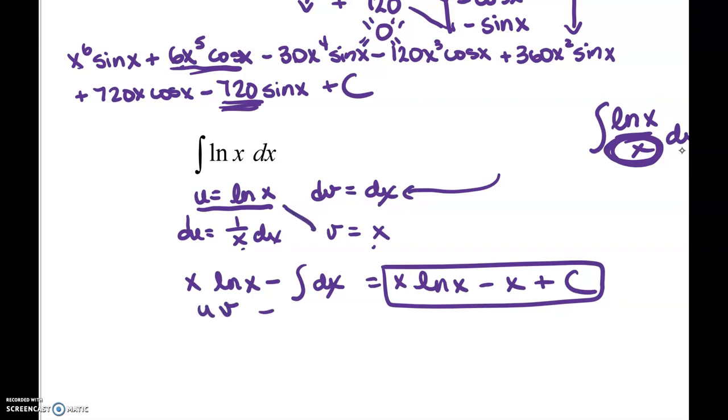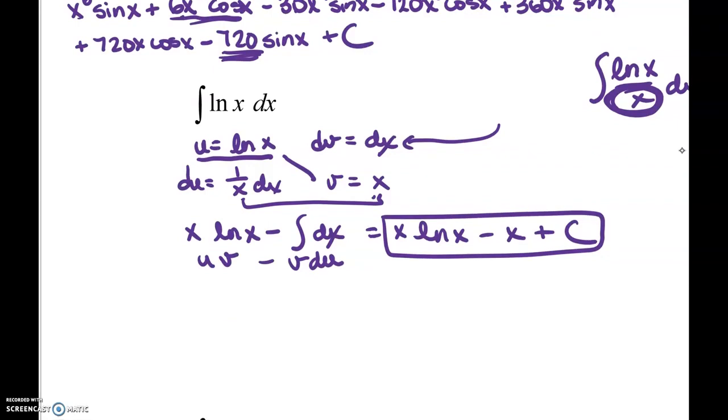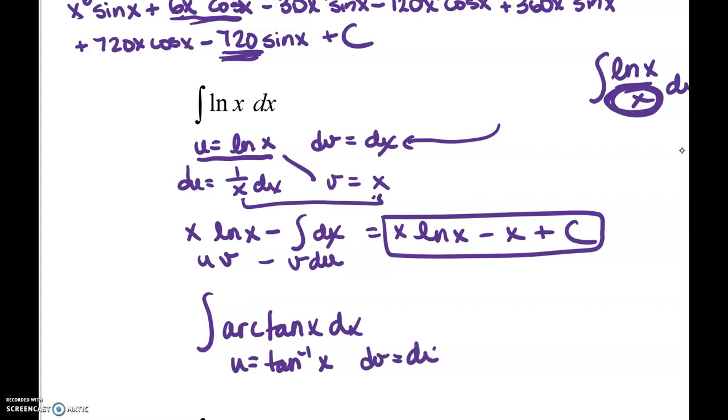Here's your integral of v du, because when you multiply 1 over x times x, you just get dx. And then when you integrate dx, you get minus x plus c. It's pretty cool that it works that way. You have one question on your homework that is arctan. Whoops. And it sets up the same way. Your u is the arctan, and your dv is your dx.